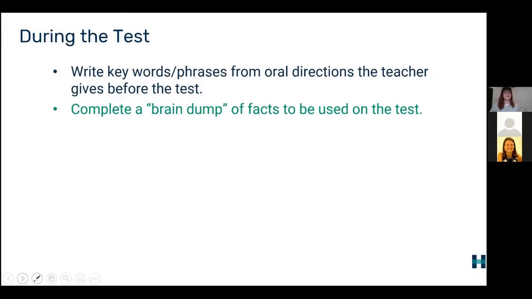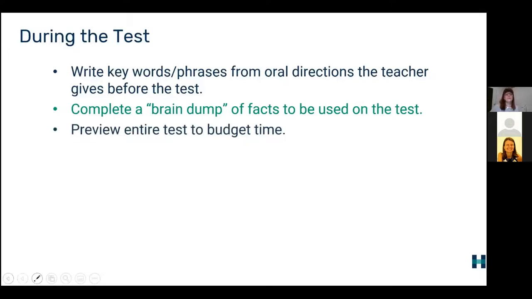A brain dump. Once you get the test and you look at it, and before you're afraid you're gonna forget something, you know you have something in your mind, you notice in the essay that you're supposed to be able to tell something about the triangle fire because you know you studied it and you're afraid you're gonna forget, just jot down a few bullet point notes. That way you can take the rest of the test without worrying about what you're gonna remember and what you're gonna forget.